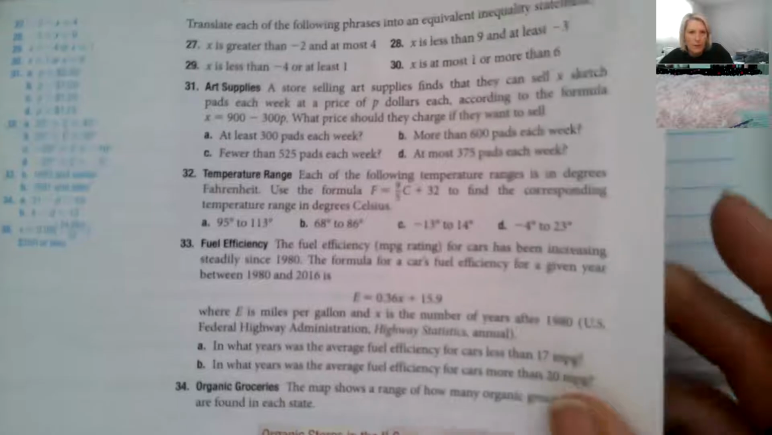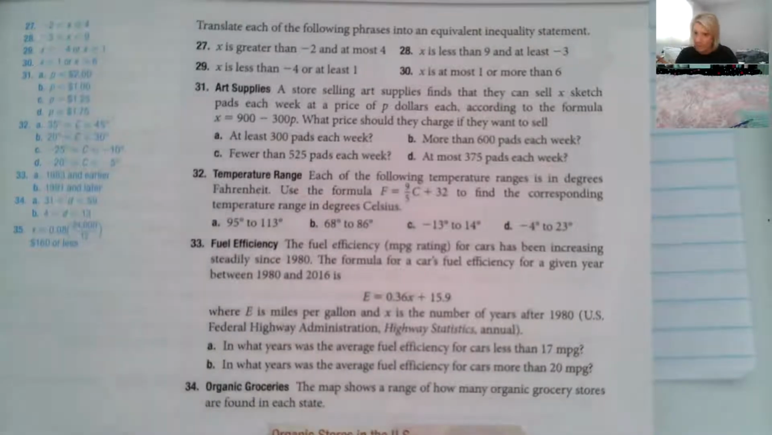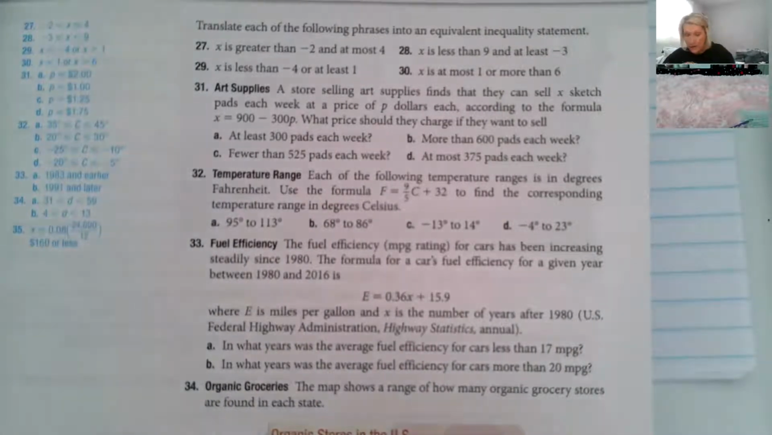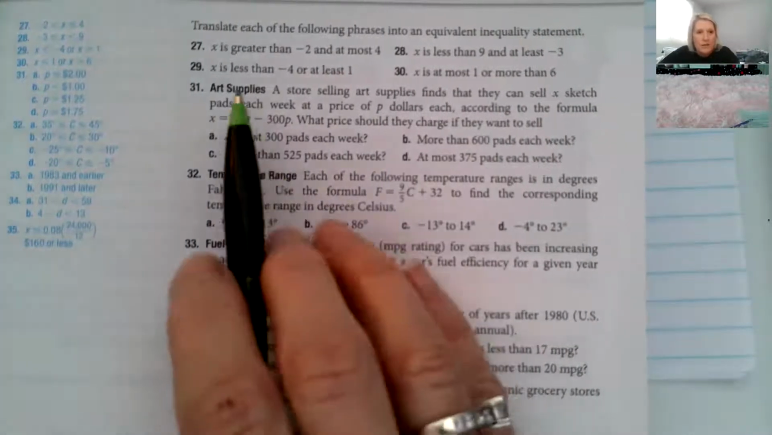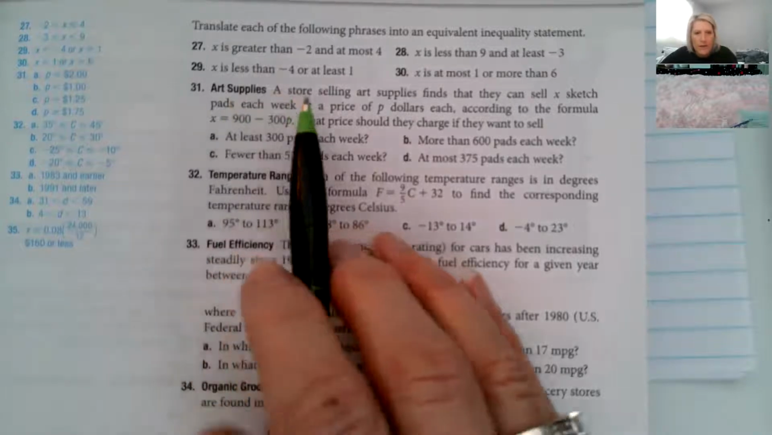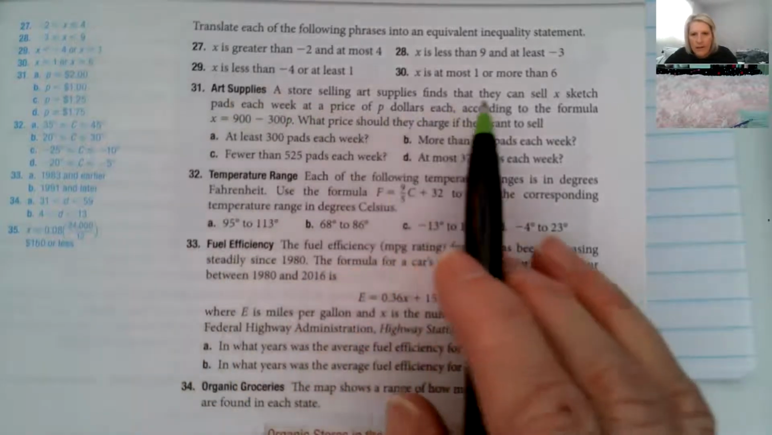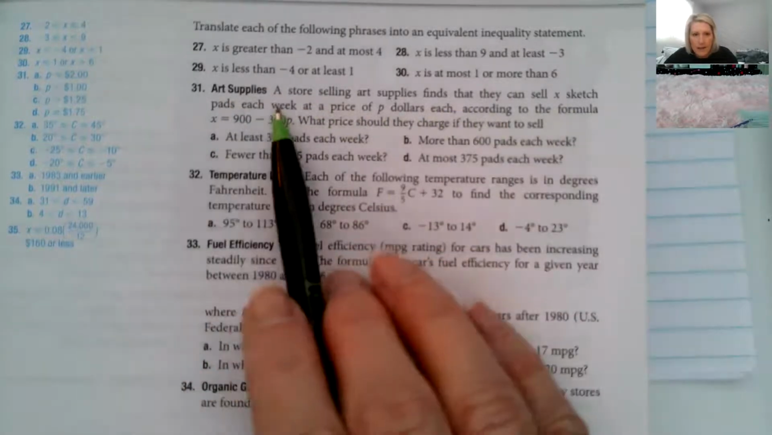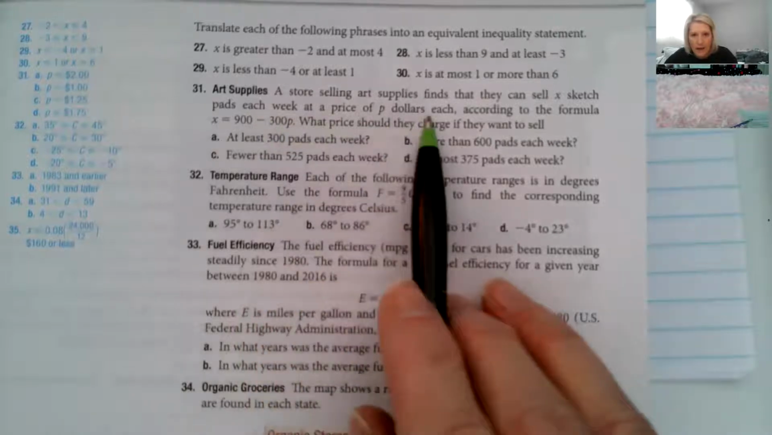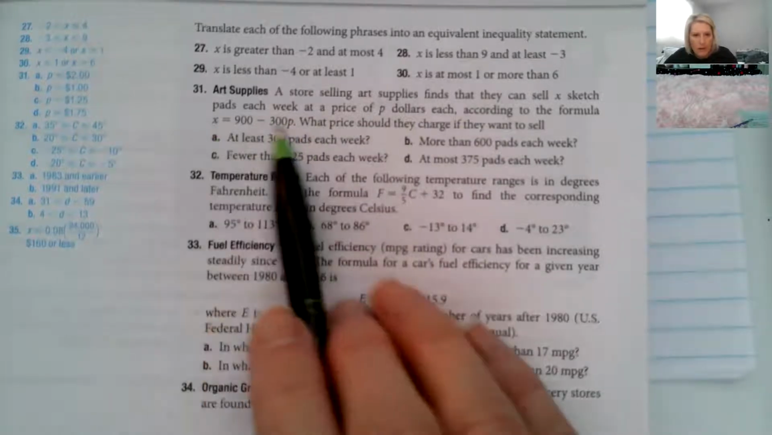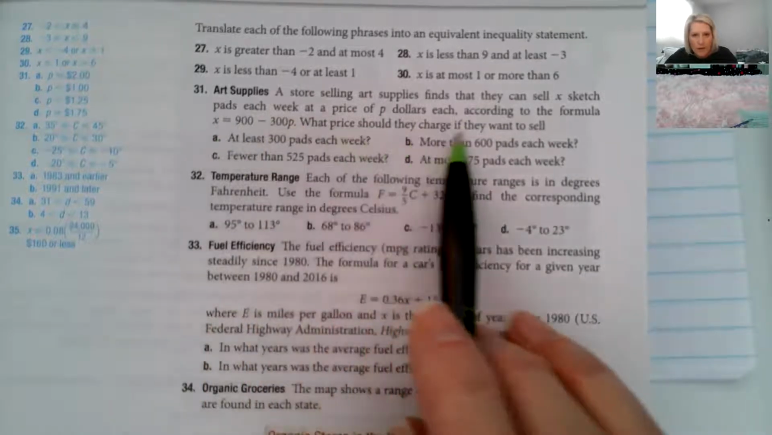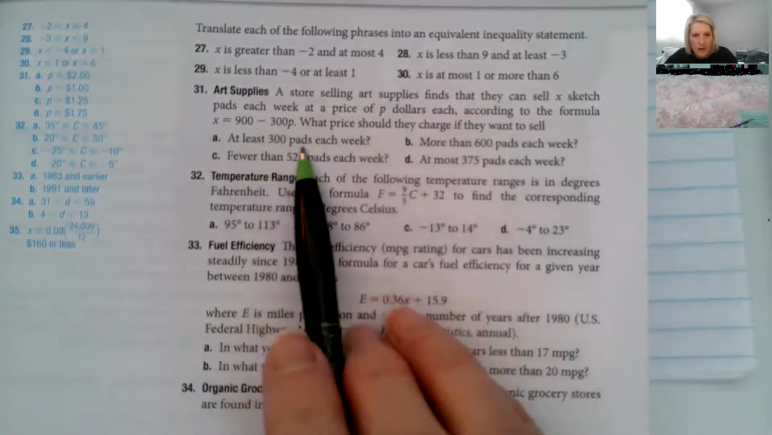Okay, I'd already done number 33, so we're going to do 31 for another. If you didn't catch 33, that means you didn't watch the video, so I'm encouraging you to do that. So let's look at 31. It says art supplies. A store selling art supplies finds that they can sell X sketch pads each week at a price of P dollars each, according to this formula here. What price should they charge if they want to sell at least 300 pads each week?